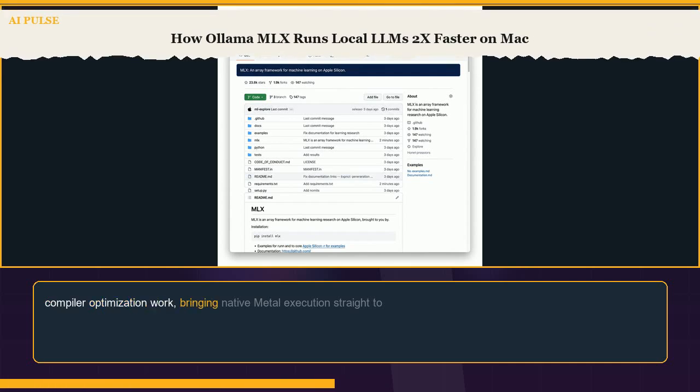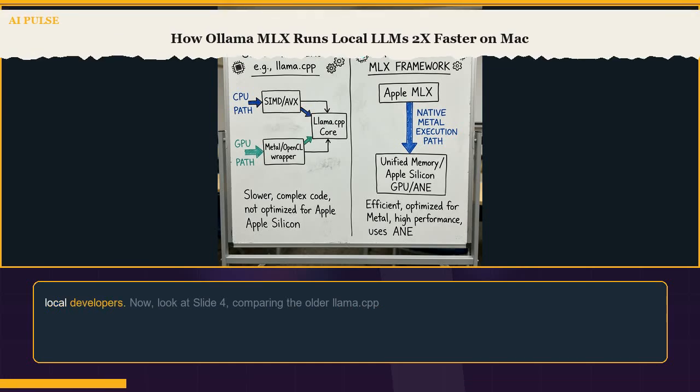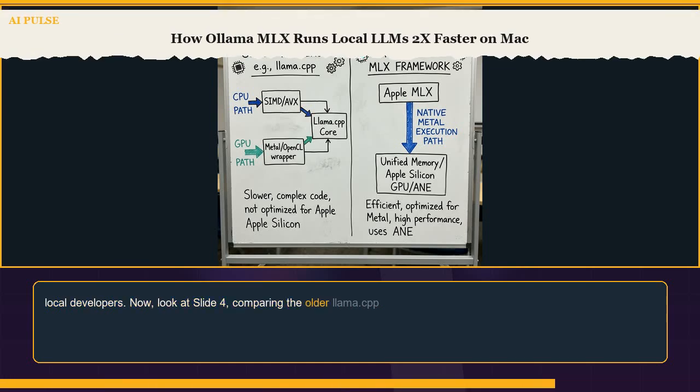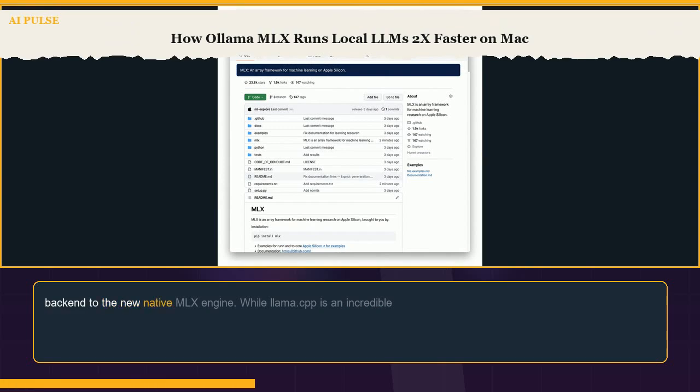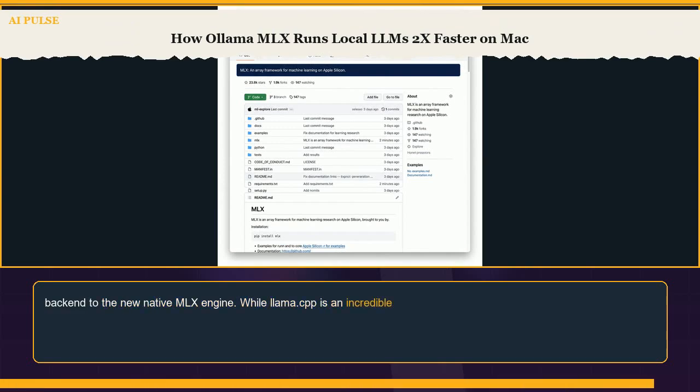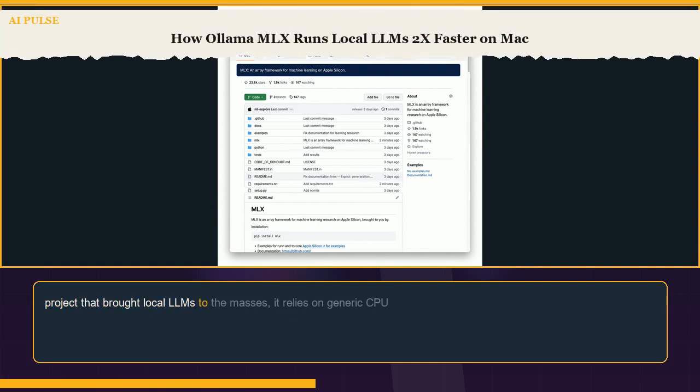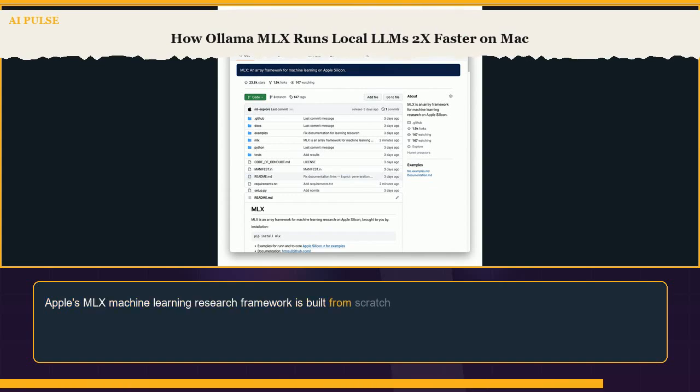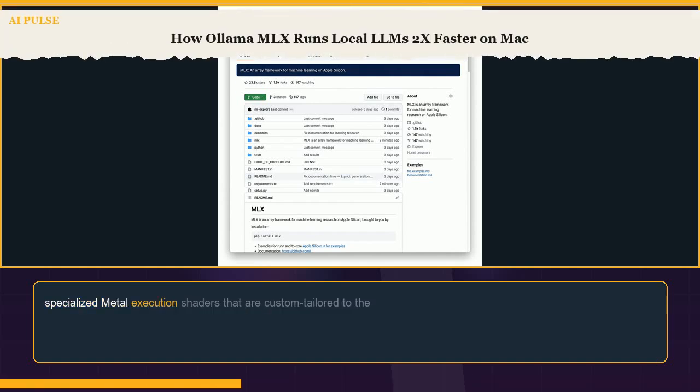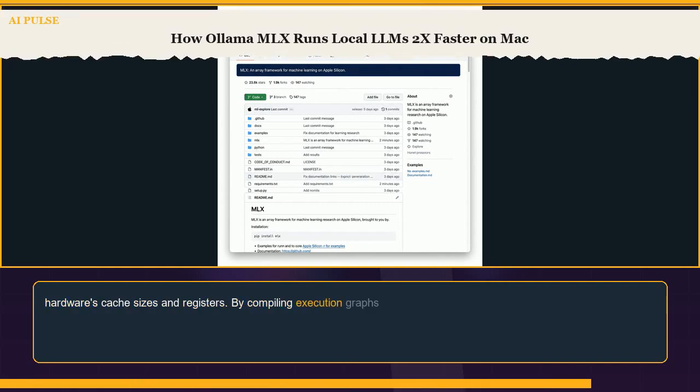Now, look at Slide 4, comparing the older Llama CPP backend to the new native MLX engine. While Llama CPP is an incredible project that brought local LLMs to the masses, it relies on generic CPU and GPU pathways that carry extra layers of abstraction. In contrast, Apple's MLX machine learning research framework is built from scratch specifically for Apple Silicon. It bypasses generic layers, utilizing specialized Metal execution shaders that are custom-tailored to the hardware's cache sizes and registers. By compiling execution graphs directly into Metal, the MLX engine extracts the absolute maximum performance from your Mac's graphics cores.